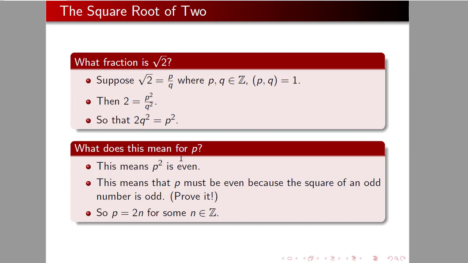What does this mean for p? Well, first off, it means that p squared is even. Okay, and since p squared is even, that must mean that p was even too, because if p was odd, its square would be odd. And you can just write that down. I'll toss it out as a challenge for you to do it on your notes right here. Write down that if p is odd, its square must be odd. But in any case, we know that since p squared is even, p must be even.